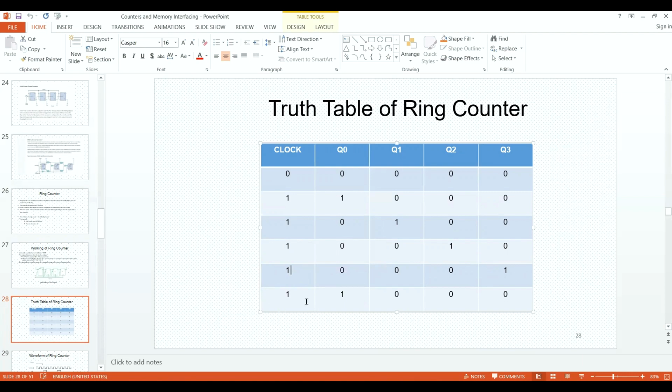What is the difference? When the clock is 1, due to this feedback, Q0 will turn on again. This is the beauty of your ring counter. I hope this is clear to everybody.